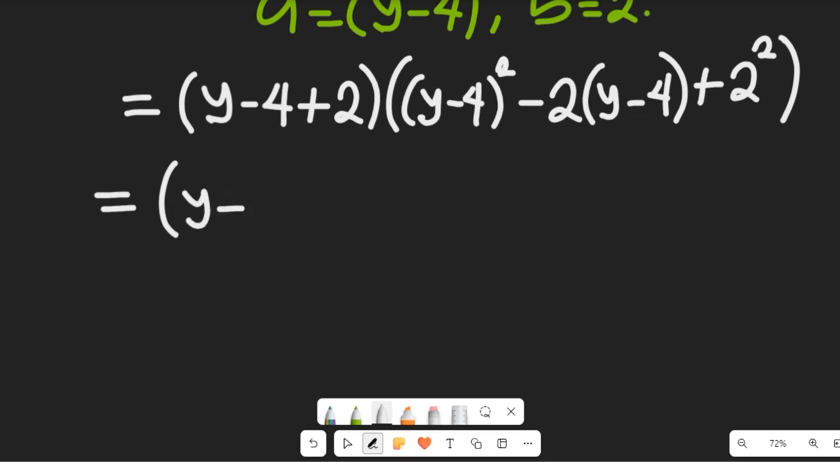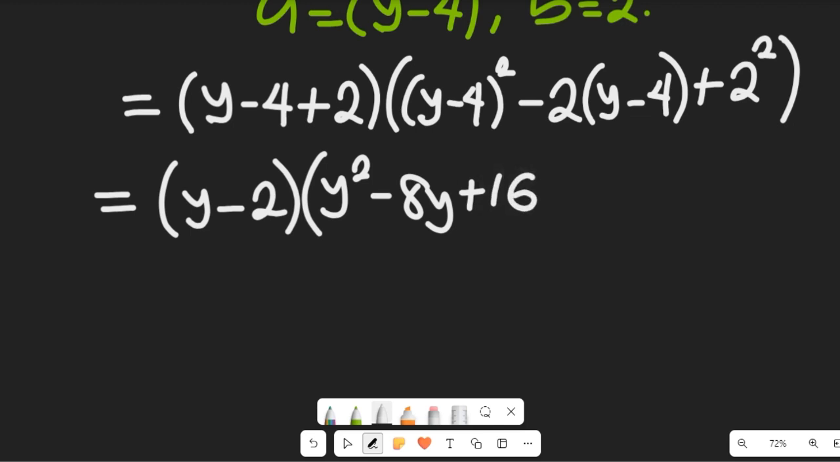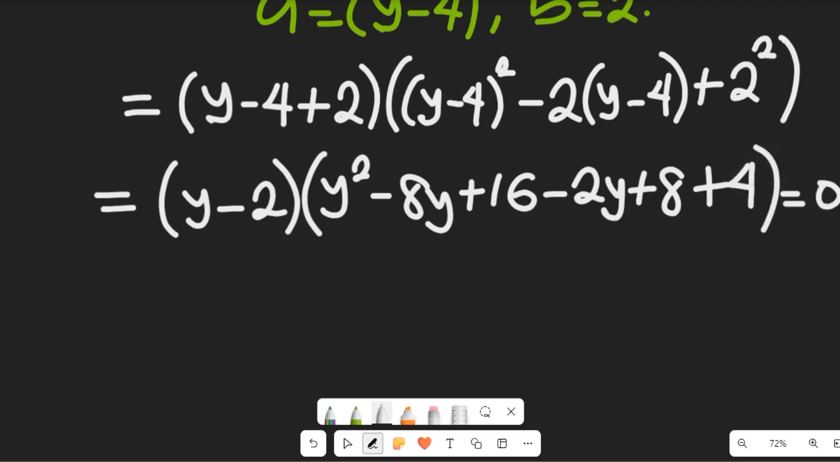So if we simplify this, we are now going to have (y - 2). And if you expand the second factor, you're going to find that after expansion, y^2 - 8y + 16, and expanding the next part gives us minus 2y plus 8, and then plus 4, and this will be equal to 0.